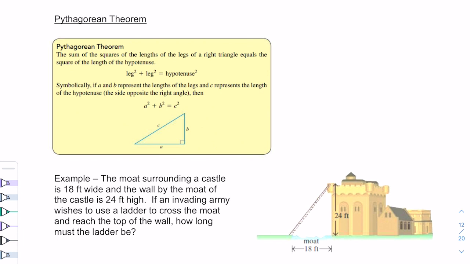The next concept we're going to talk about is an important one. It's called the Pythagorean theorem. It's named after a Greek mathematician, Pythagoras. And the Pythagorean theorem is used for right triangles only. So if it's not a right triangle, you can't use the Pythagorean theorem.